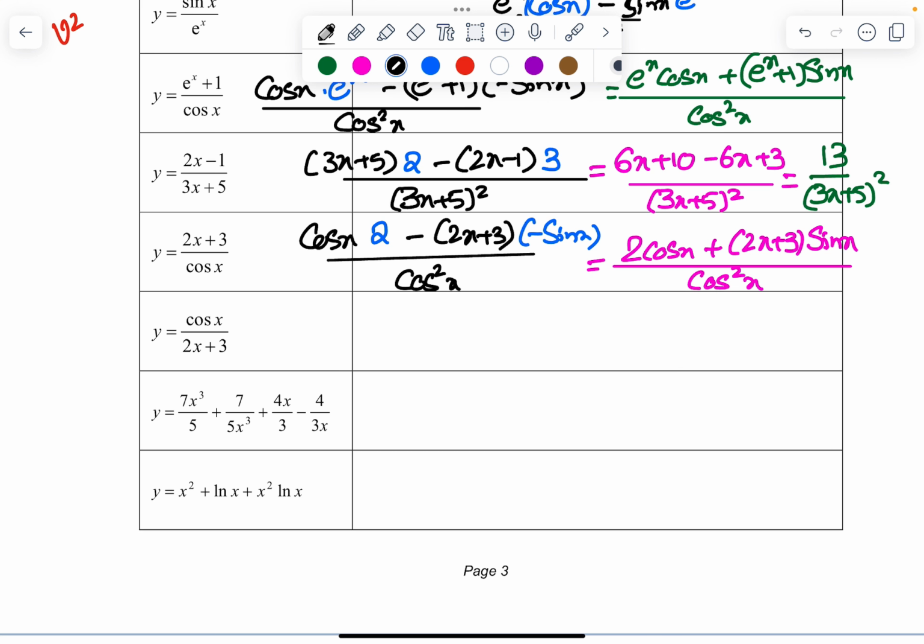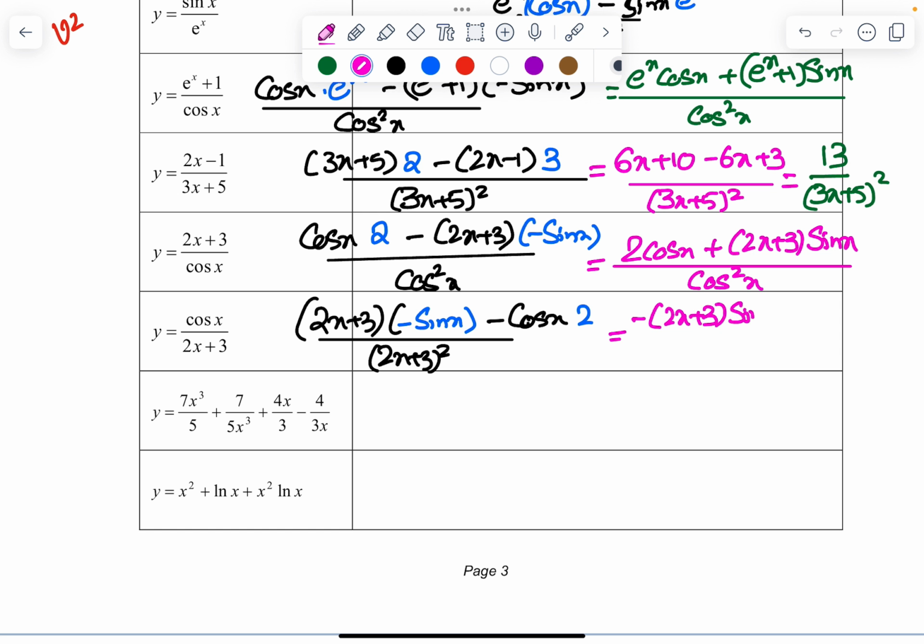Next, 2x plus 3 whole square, 2x plus 3, cosine x derivative is minus sin x, minus cosine x as it is, and 2x derivative is 2. So what's going to be the final answer? Minus of 2x plus 3 sin x minus 2 cosine x divided by 2x plus 3 whole square.